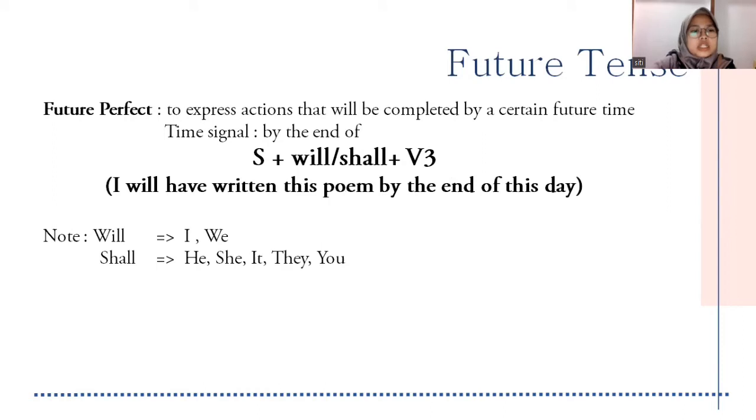And the third is future perfect. It is used to express an action that will be completed by a certain future time, and the time signal is by the end of. The form is subject, will or shall, and verb 3. For example, I will have written this poem by the end of this day.